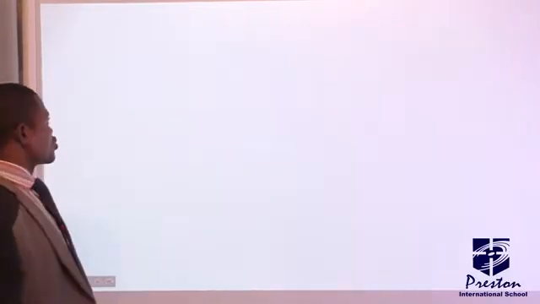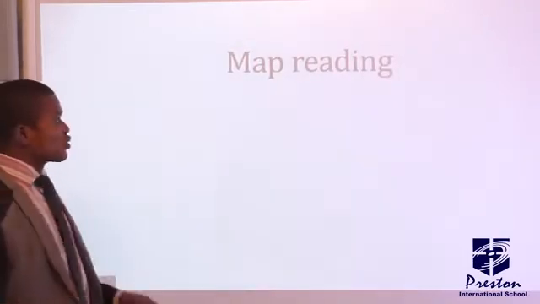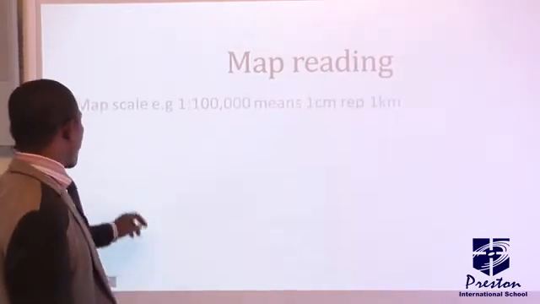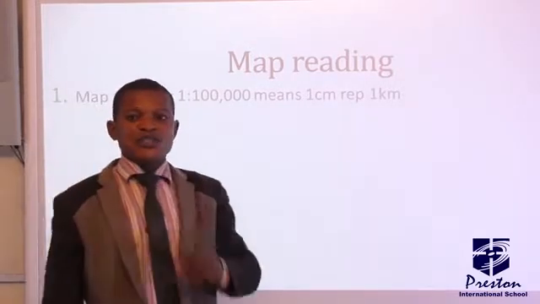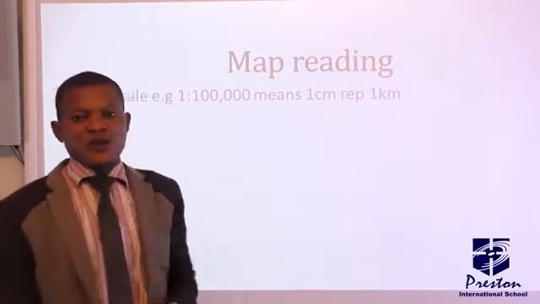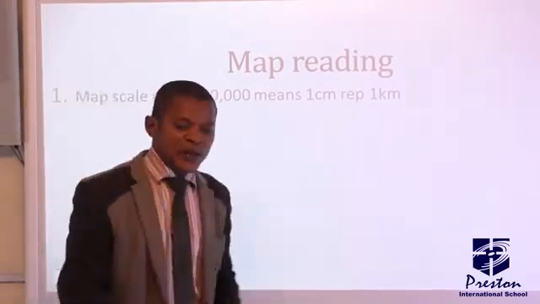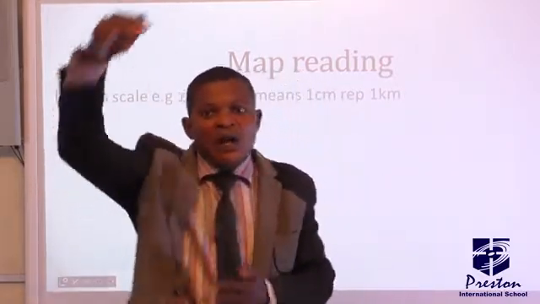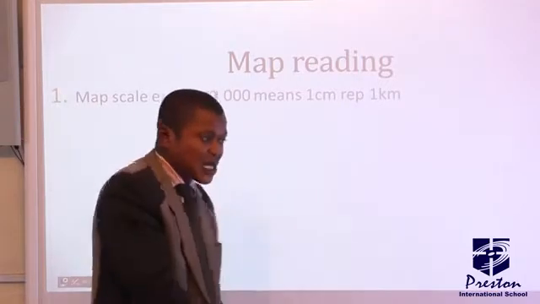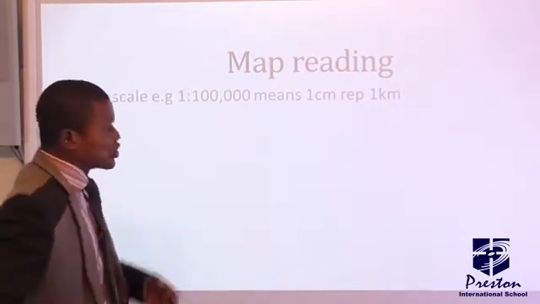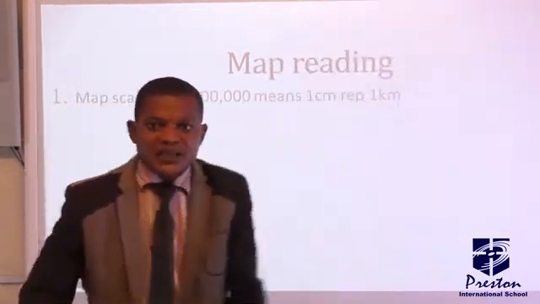Let's go straight to the first objective. We are going to look at how to interpret a map. The first and most important thing you should know is the scale of a given map. Don't forget, the scale of a map is what shows the relationship between distance measured on the map and the distance on the ground.